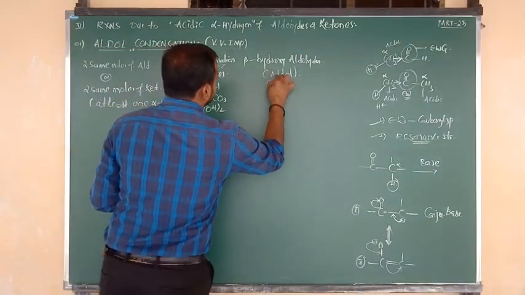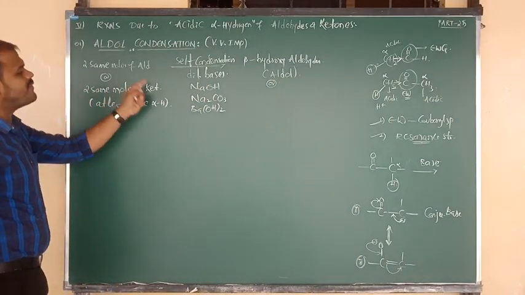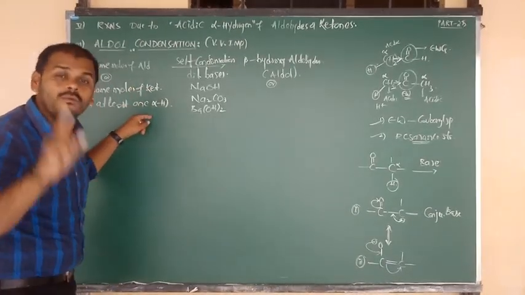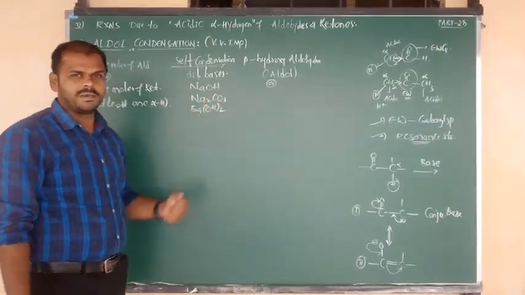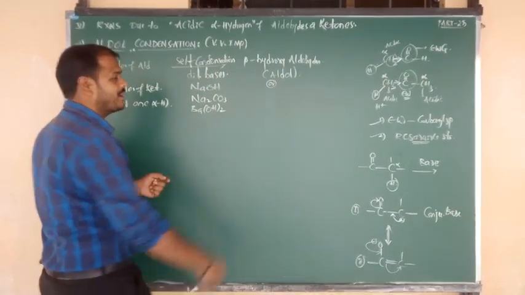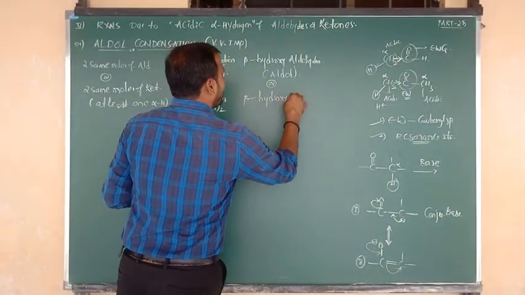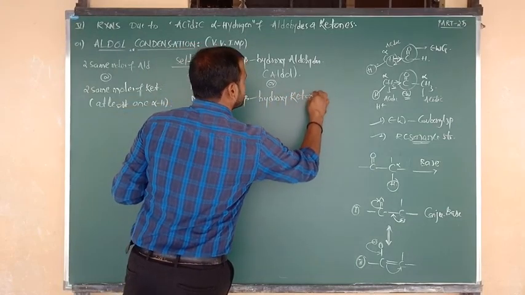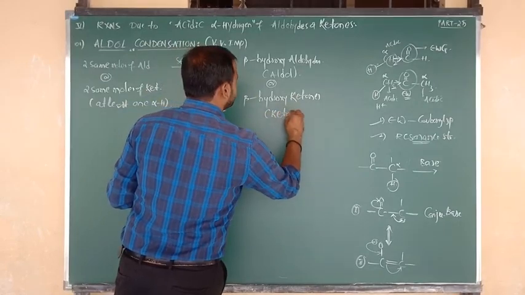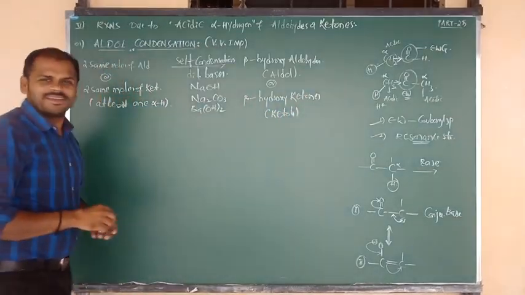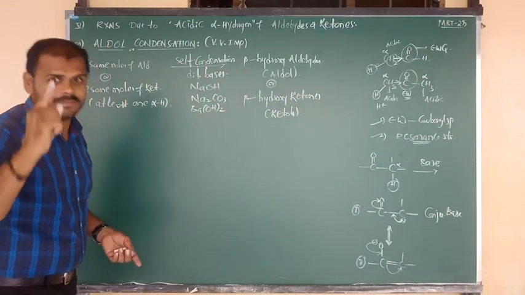Similarly, when 2 moles of ketones which have alpha hydrogen undergo self condensation in the presence of dilute bases, they form the product beta hydroxy ketones, and the short name is ketols. Okay? Almost all of the reaction is completed, and one more step is there.